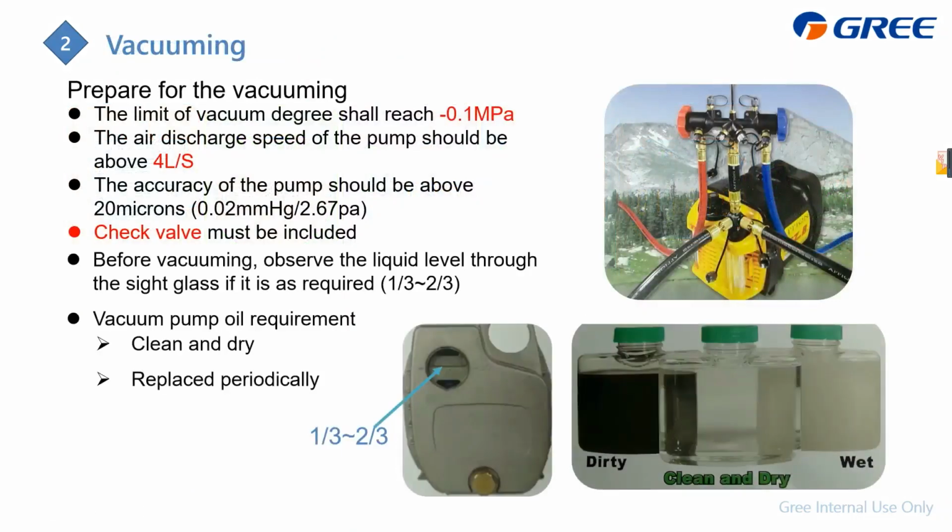The first step is to do the vacuum, but we have some requirements for the vacuum pump. For this vacuum, the degree should reach minus 0.1 megapascal, and 4 liters is okay. And it should have a check valve. The check valve is very important. And the oil should be clean and dry. It's very important. Just like this is dirty, and there's some water in the oil. If there's water in the oil like this, it's no good. The oil should be clean and dry, just like this.